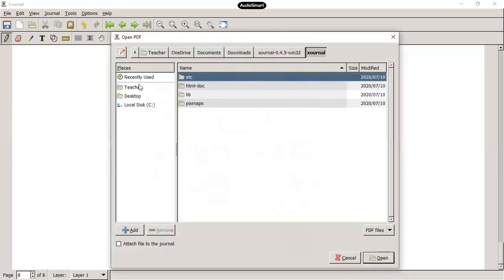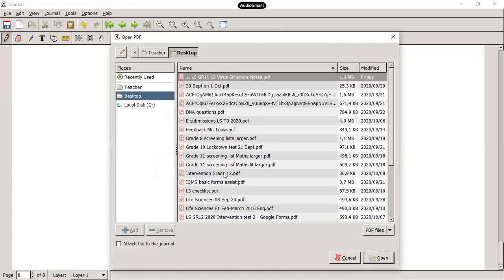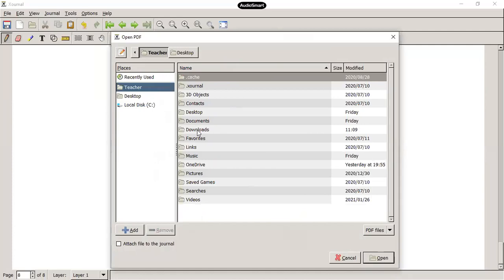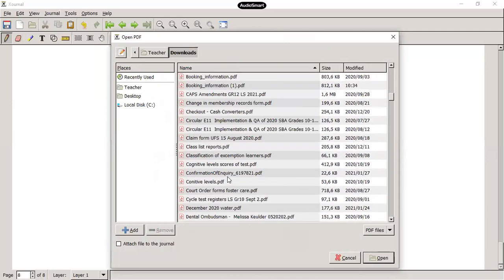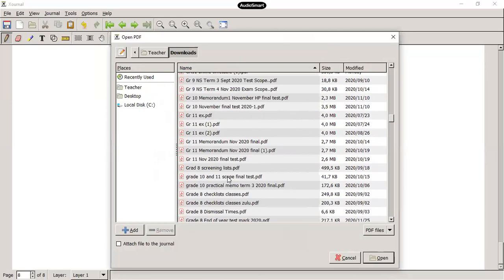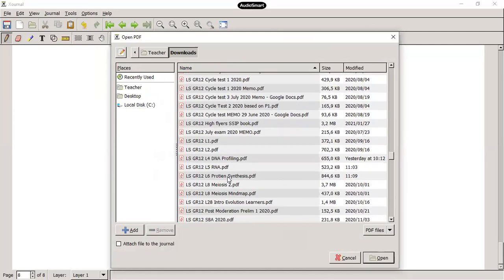No, I'm not going to make that change. Desktop. No. Share. Downloads. This, life sciences. LS GR12 lesson 6 protein synthesis.